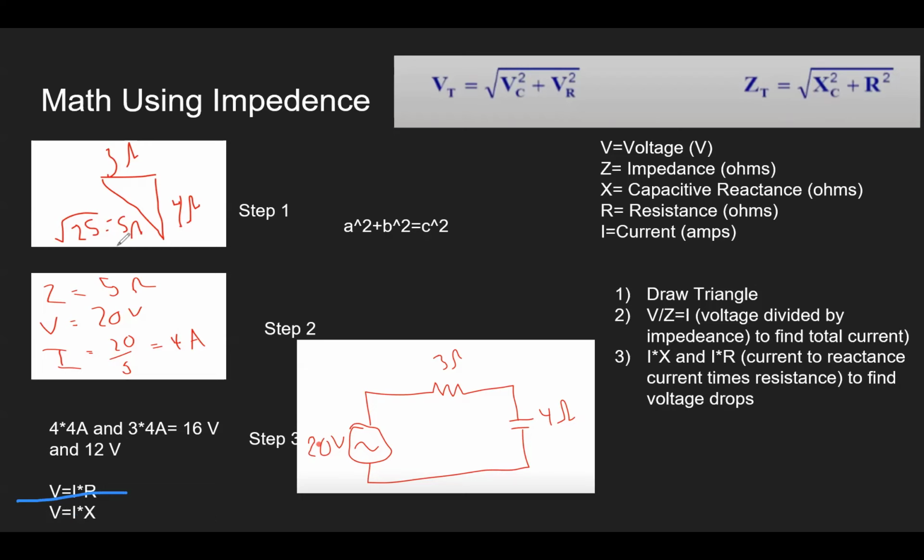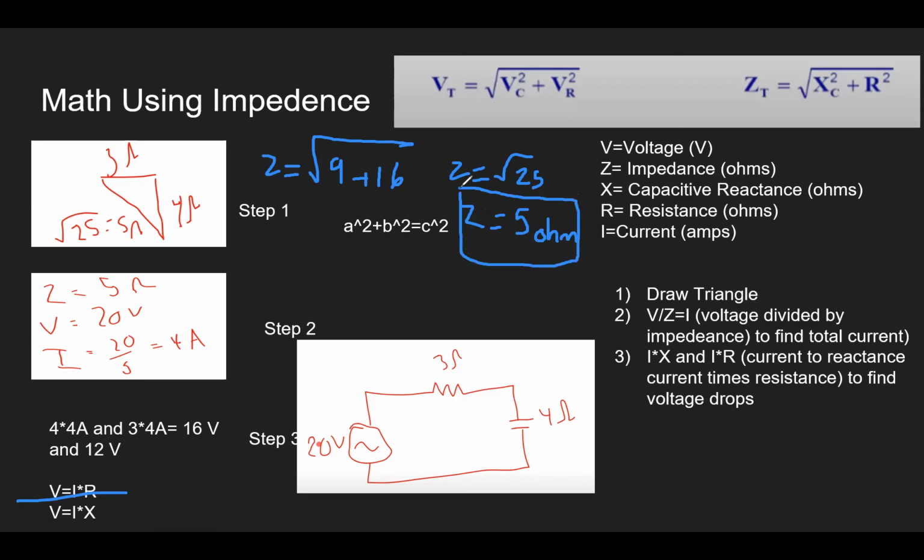So in this problem, Z, which is impedance, equals the square root of XC squared plus R squared. That's 3 squared, which is 9, plus 4 squared, which is 16. So Z equals the square root of 25, which is 5. That tells you the impedance equals 5 ohms. We're dealing with ohms because resistance and reactance are measured in ohms, and so is impedance.